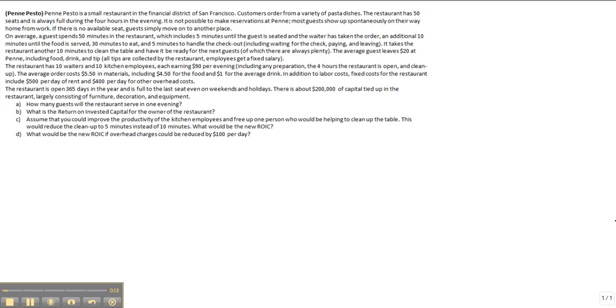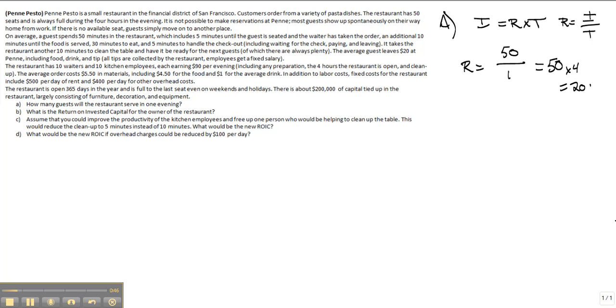We can then apply Little's law, which is I is equal to R times T. We're going to be solving for the rate, so we can rearrange this as R is equal to I over T. We know there's an inventory of 50 seats, and we just solved for the time, which was 1 hour. So therefore, in the initial setup, there's 50 guests per hour that will be coming through the restaurant. Over the course of 4 hours, that'll be equal to 200 guests.